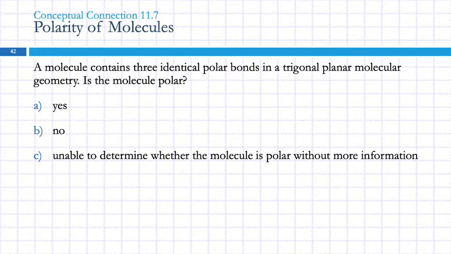So a molecule contains 3 identical polar bonds in a trigonal planar molecular geometry. Is the molecule polar? Well, it can be helpful to draw a picture. So it's a trigonal planar. And these are polar bonds. So, we could draw the vectors here.